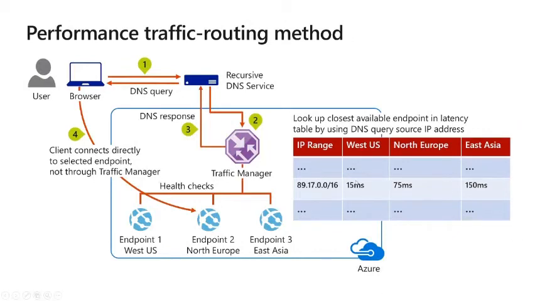Azure Traffic Manager contains the IP range and the region and the performance latency, and then accordingly it decides which endpoint it should send the traffic to. So if you are in North Europe, then it will redirect you to endpoint 2, because according to the endpoint, it contains the latency.